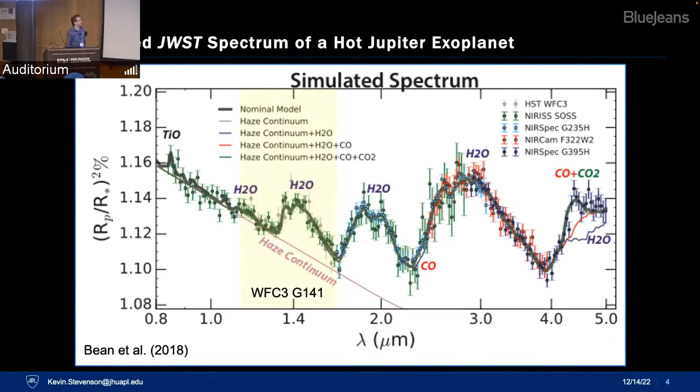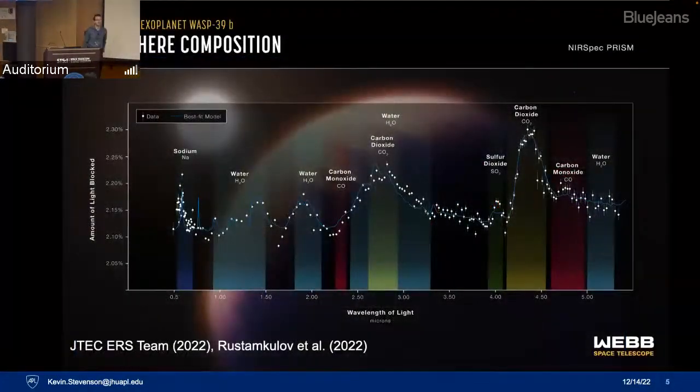And when I looked at these results, I thought, well, gosh, this is a dream, right? I can't wait to have this type of spectra. And now the dream has come true. This is the NIRSpec Prism transmission spectrum of WASP-39b. It is a hot Jupiter around 1200 Kelvin.